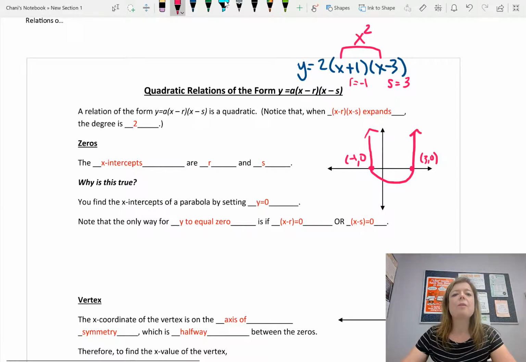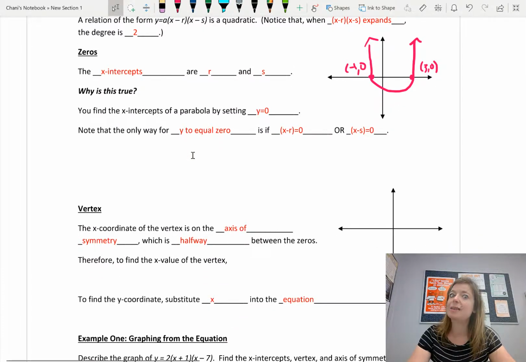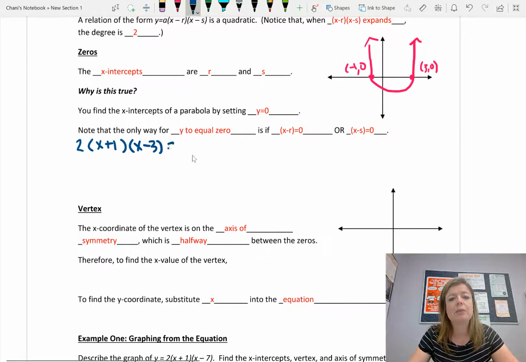All right, now I want to talk about why this is true, and this is very important and could come up as a communication question at some point about why this is true. Well, the x-intercepts occur when we set the parabola equal to 0. So let's say in our example, 2 bracket x plus 1, x minus 3 equals 0. That's when the x-intercepts occur, when y is equal to 0.